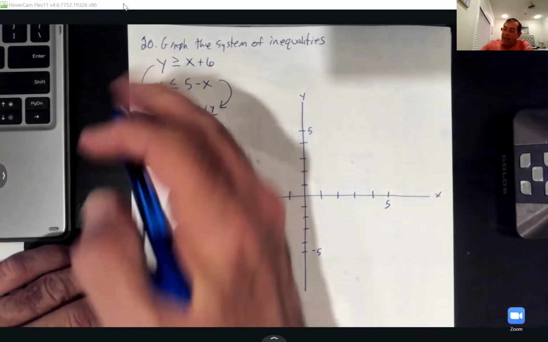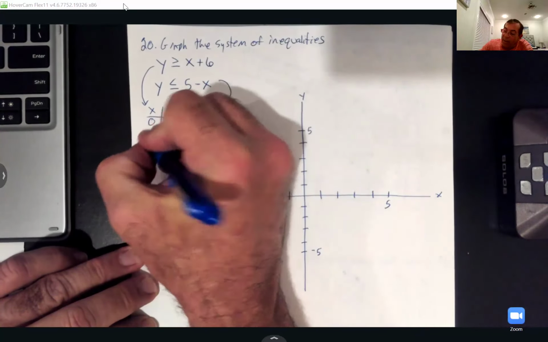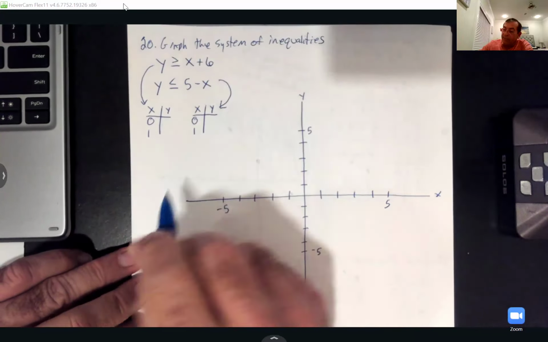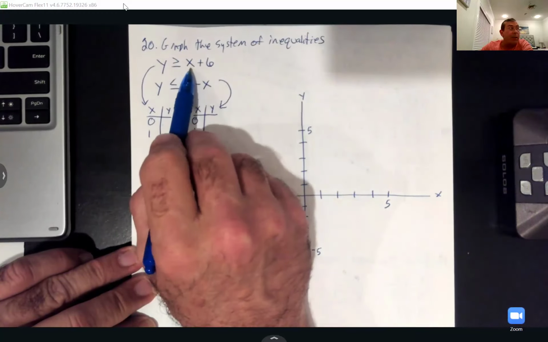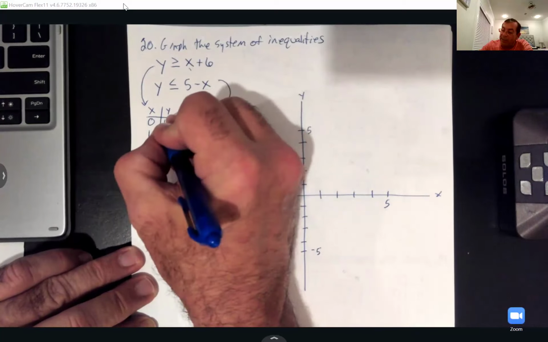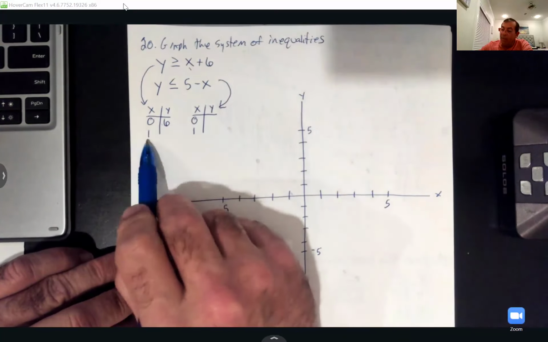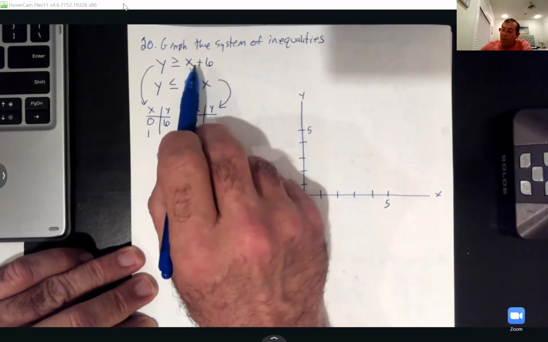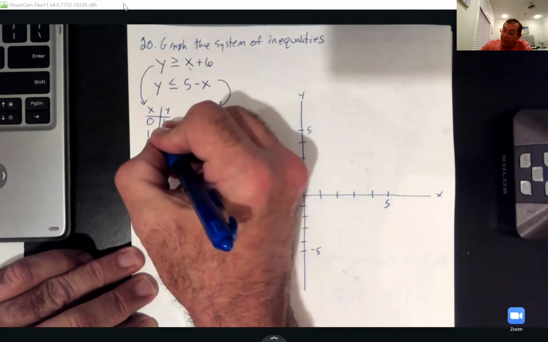All right, so let's see what happens. I'm going to use 0 and 1 for all my x's on both of these. So the first equation, I put a 0 in for the x. 0 plus 6 will give me 6. If I put a 1 in for the x, 1 plus 6 will give me 7.